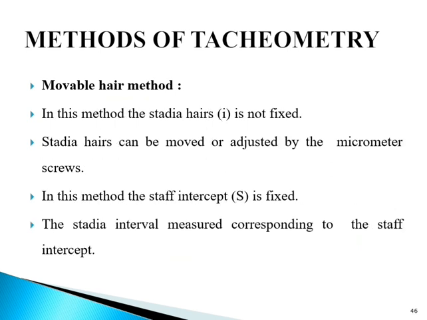So in this method, the stadia hair, say small i, is not fixed. Stadia hairs can be moved or adjusted by the micrometer screw. In this method, the staff intercept, say capital S, is fixed. The stadia interval is measured corresponding to the staff intercept.